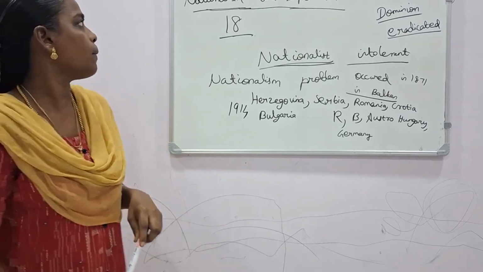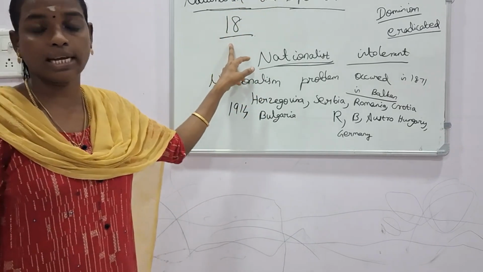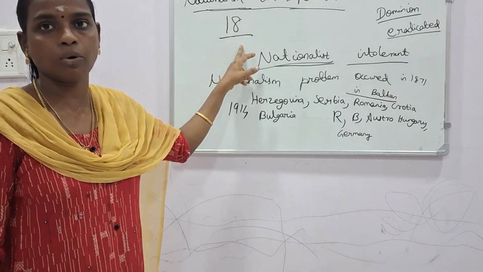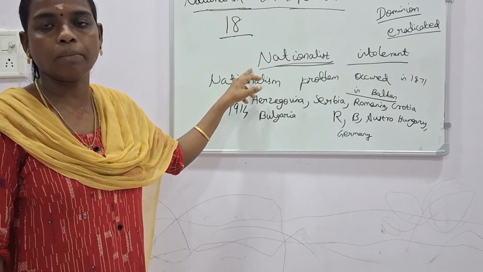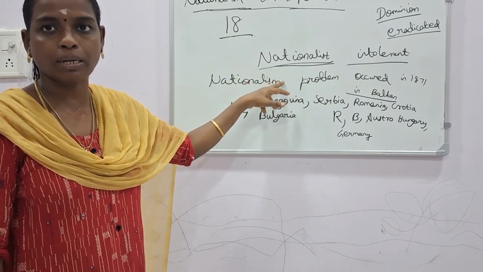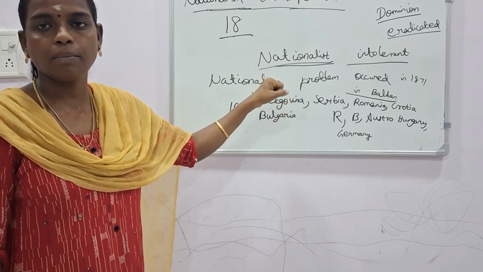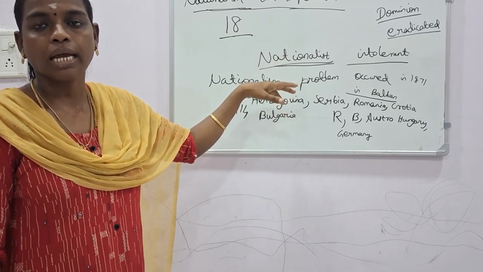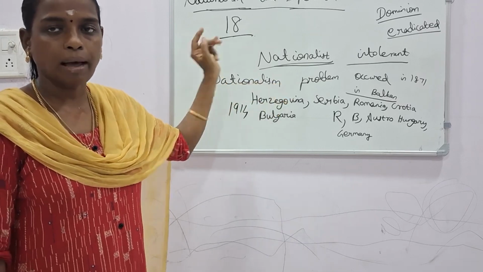So these were the information given under nationalism and imperialism. At the end of the 18th century, there were no nationalist ideas, and in 1871, the biggest trouble was occurring. The Balkan country was a part and parcel of the Ottoman Empire. That Ottoman Empire comprised many other countries like Herzegovina, Serbia, Romania, Bulgaria, and even Austro-Hungary. These were some places included within the Balkan territory.